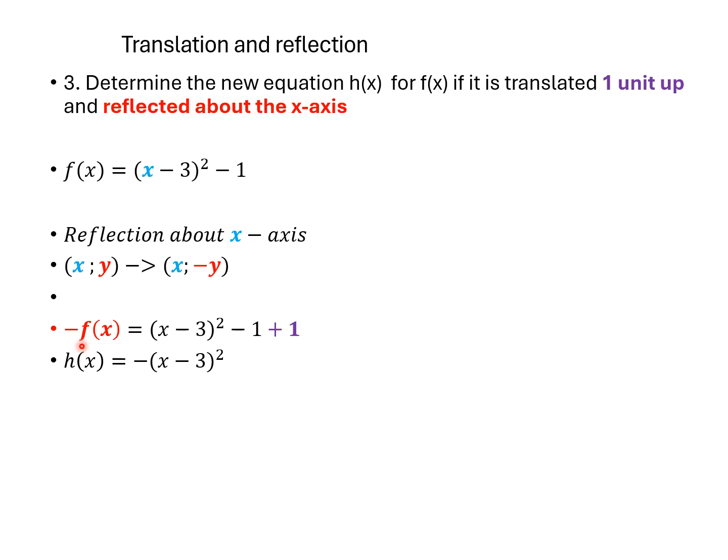So my new equation, if I divide by negative, would give me negative x minus 3 squared, and it is h of x. So x-axis, x stays the same, y changes sign. 1 unit up, plus 1. 1 minus 1 is 0. Alright, I hope you follow.